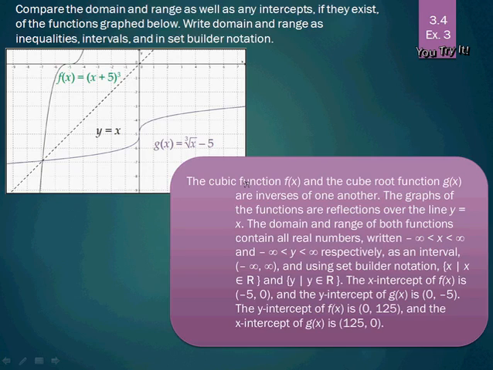The x-intercept of f of x is negative 5, 0, and the y-intercept of g of x is 0, negative 5. The y-intercept of f of x is 0, 125, and the x-intercept of g of x is 125, 0.